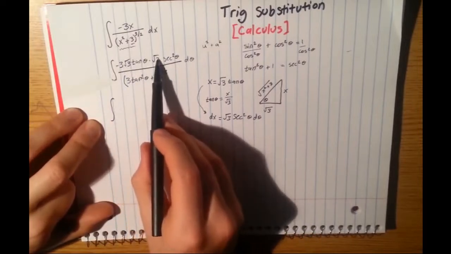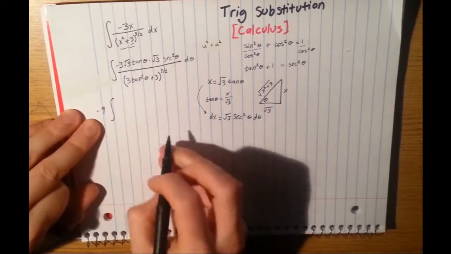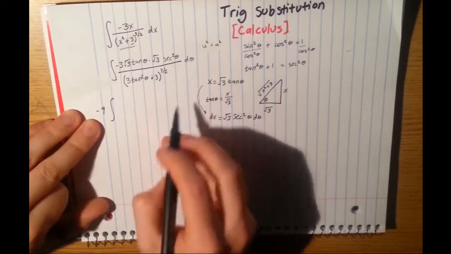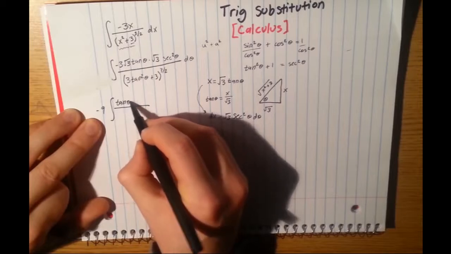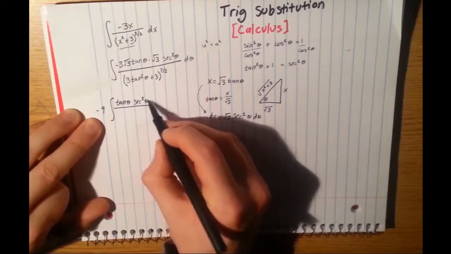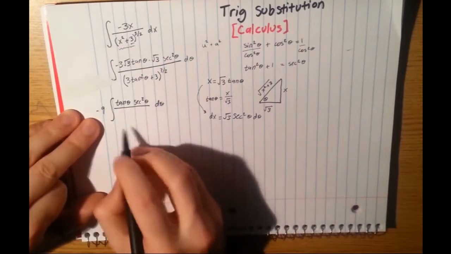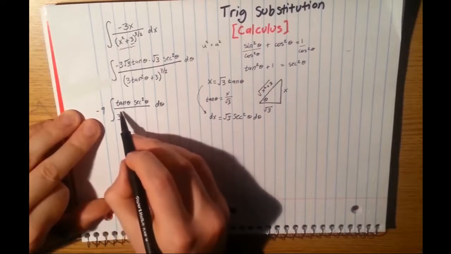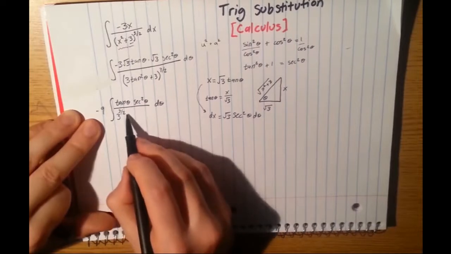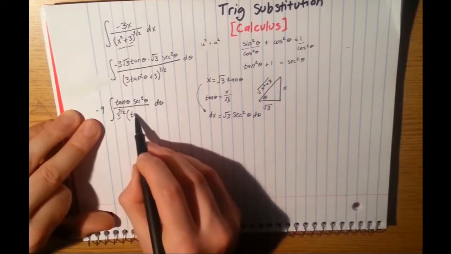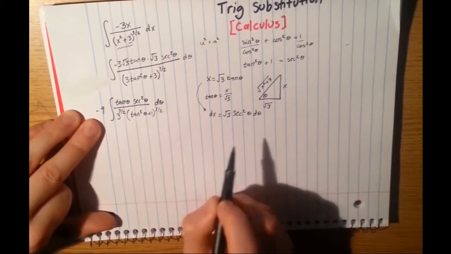First I'm going to go ahead and combine these two. This is root 3 times root 3, that's 3 times -3, we get -9. And then on the top we get tan theta times secant squared theta. So we have tan theta secant squared theta d theta, already looking better. And then on the bottom we have a 3 to the 3/2 power, remember I'm factoring that out, times tan squared theta plus 1 to the 3/2.